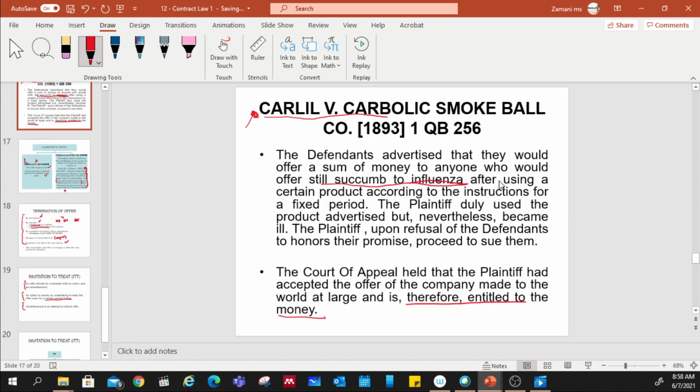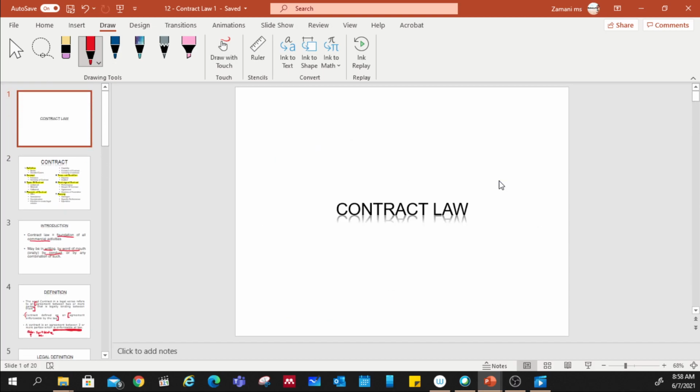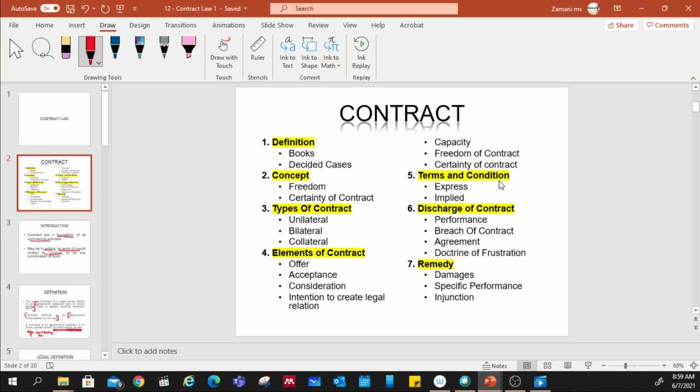In this first series, we went quite fast on the law. We are going to complete this one first, up to the offer. For the second series, we're going to learn more about the elements of the contract. All right, thank you very much for the first one.